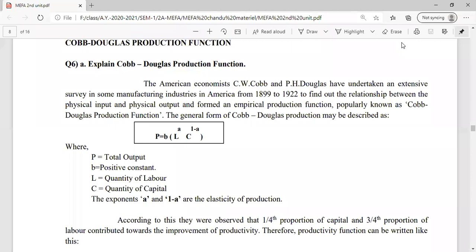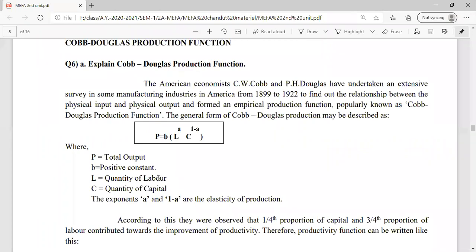Also, in that, one among them is Cobb-Douglas production function. This is the name of two American economists, C.W. Cobb and P.H. Douglas. So that's why we have given it the name Cobb-Douglas. They have given some production function where there was a vigorous improvement in America from 1899 to 1922, to give the relationship between the physical input and the physical output.